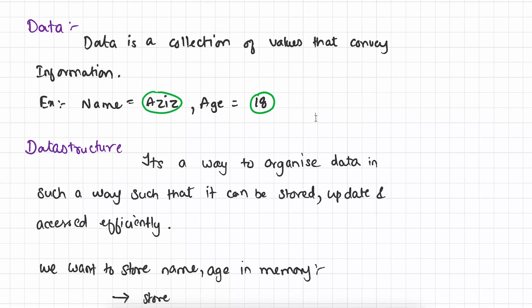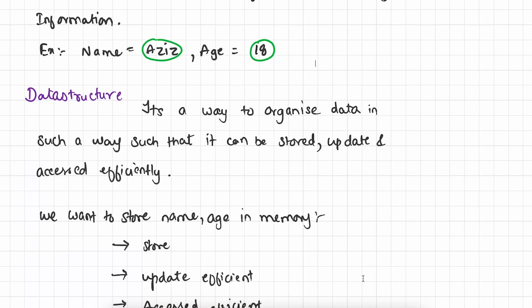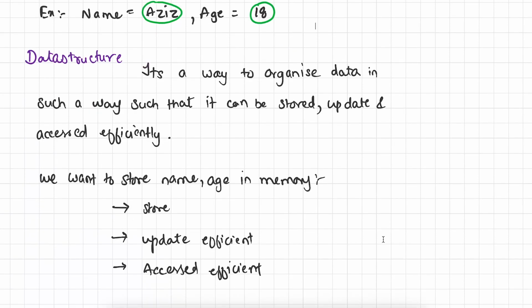Now what is a data structure? A data structure is a way to organize data in such a way that it can be stored, updated and accessed efficiently. But why do we need a data structure? Because in computers, we want to store our data so that we can update or access it efficiently. That is why a data structure provides a way to store our data in an organized way so that we can store, update and access it efficiently. So now we know what is meant by data and what is meant by data structure.